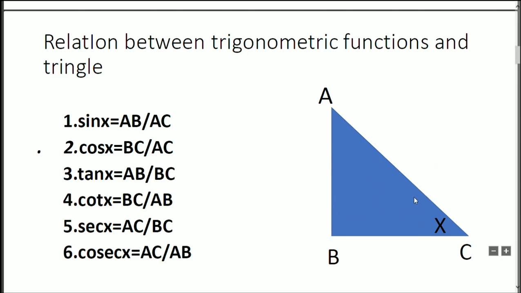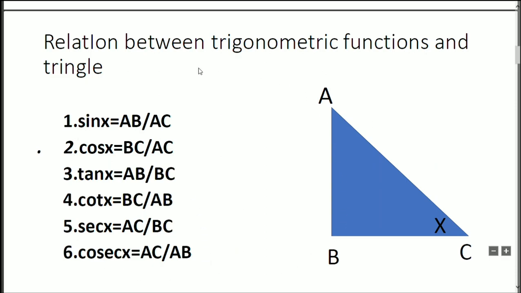So first the formula is sin X equal to AB by AC, that is perpendicular by hypotenuse. Then cos X equal to BC by AC, that is B by H. Then tan X equal to AB by BC, that is P by B. Then cot X, that is B by P. Then sec X equal to AC by BC. Then cosec X, that is AC by AB. You got 6 trigonometric formulas about the triangle.